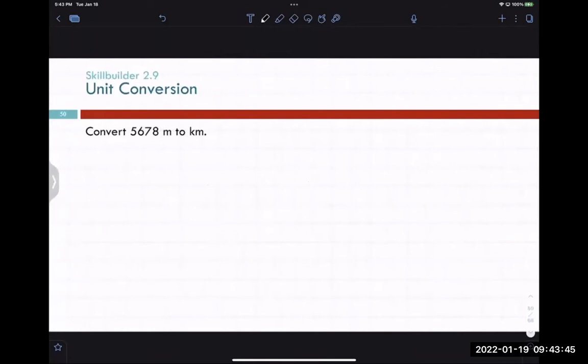So we want to do now 5,678 meters. Again, this is not a particularly complicated word problem, but we're given 5,678 meters. And we want to find kilometers.